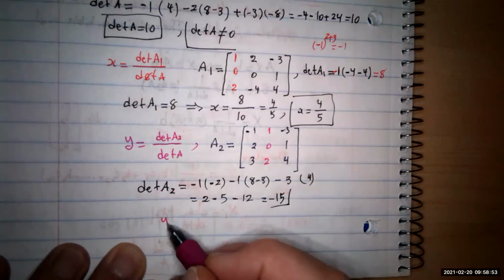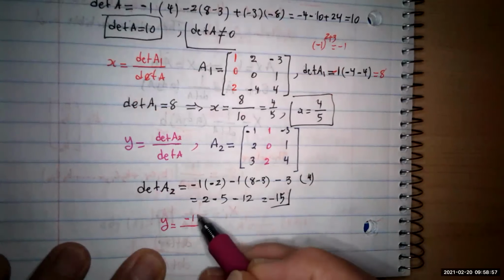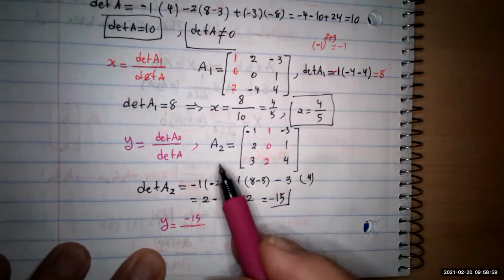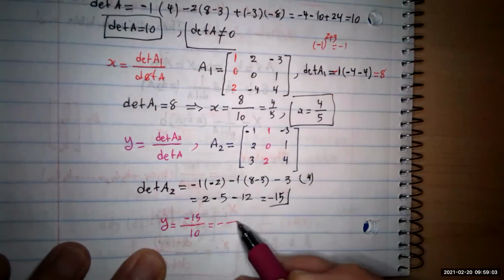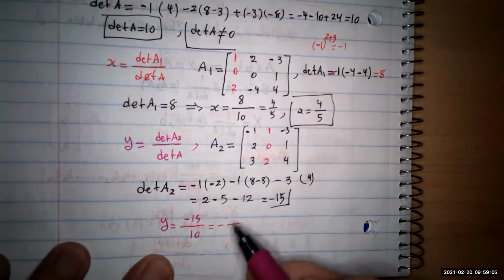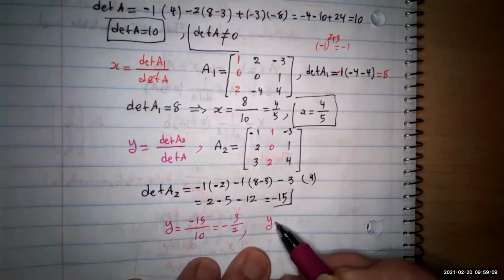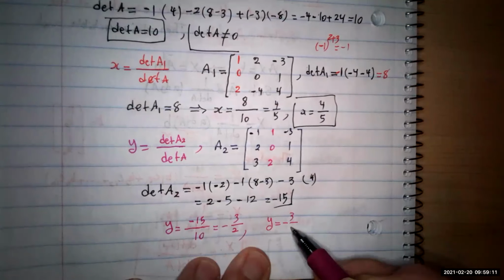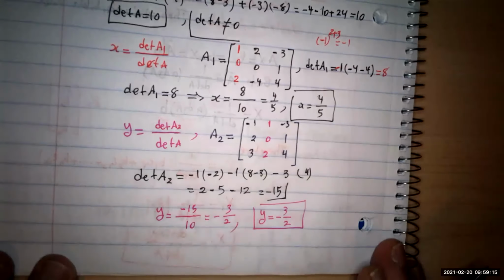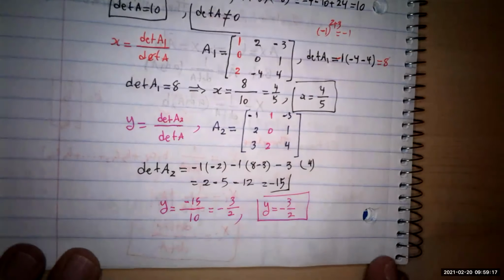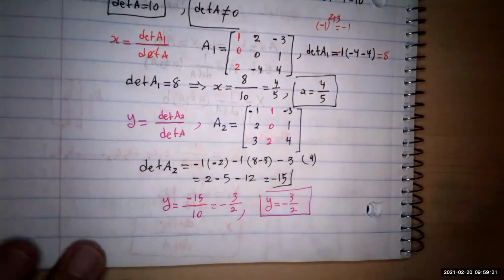So y is going to be equal to -15 over the determinant of the A, which is 10. You simplify by 5. So that gives you 3/2. So y equal to -3/2 is going to be the second answer, the y. That's for the y, and we continue with the z.